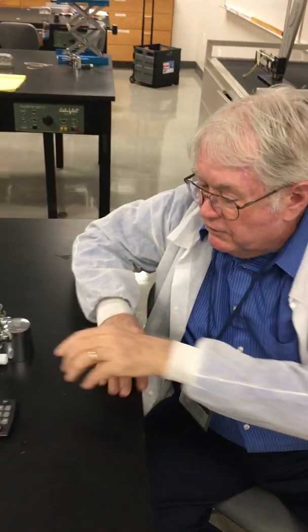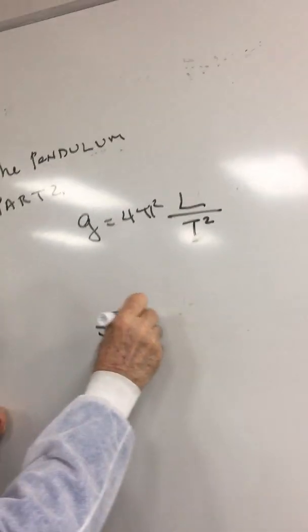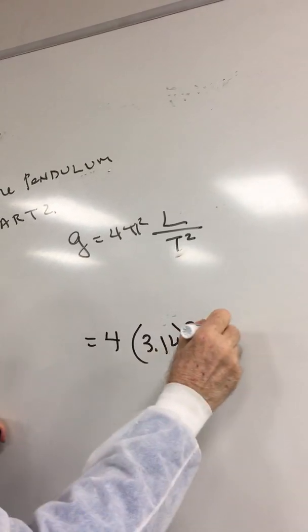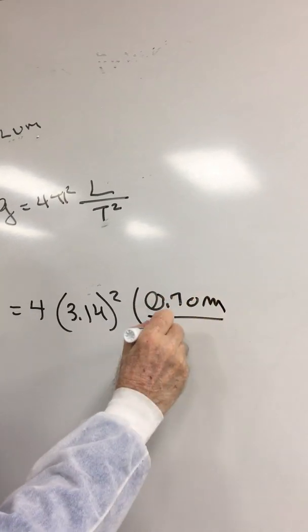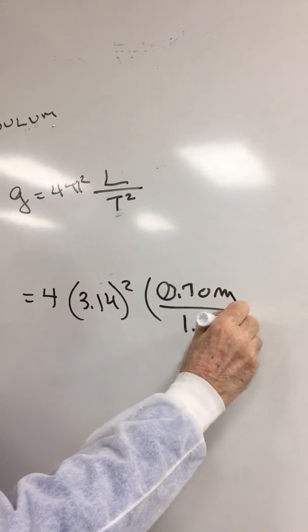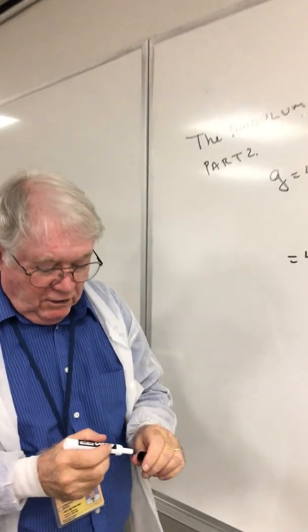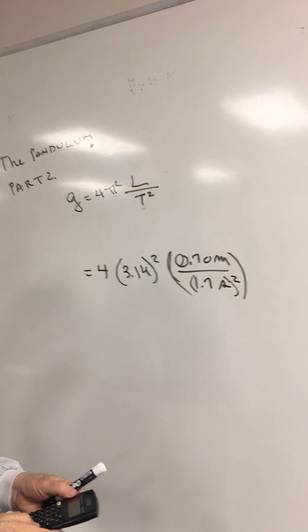So what we actually have here is 4 pi squared. Well, pi is about 3.14. So it's going to be 4 times 3.14 squared. The length of our pendulum was about 70 centimeters, that's 0.7 meters. And the time was about 1.7 seconds. Like that. So now going to my calculator, well, 4 times pi squared should be about 39.2, but let me find out.